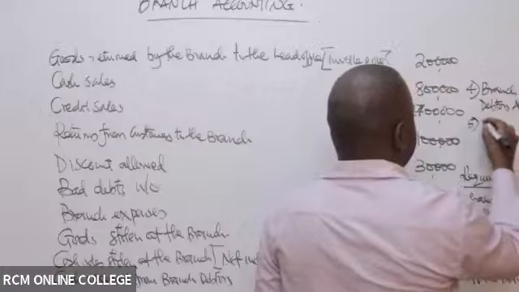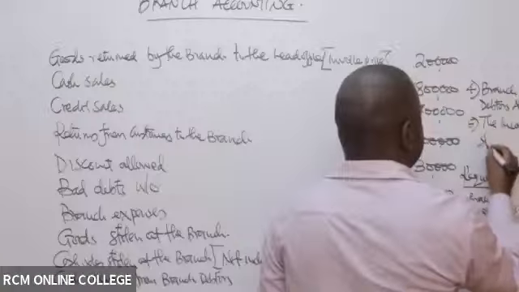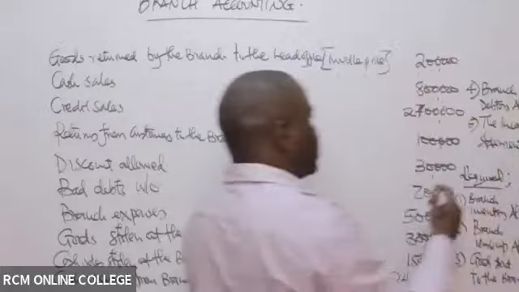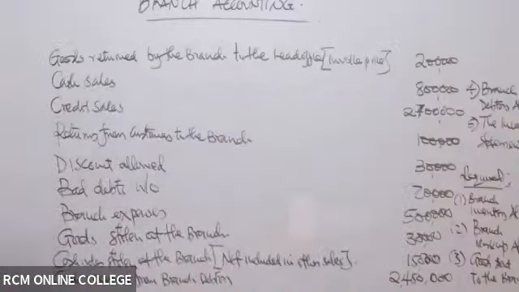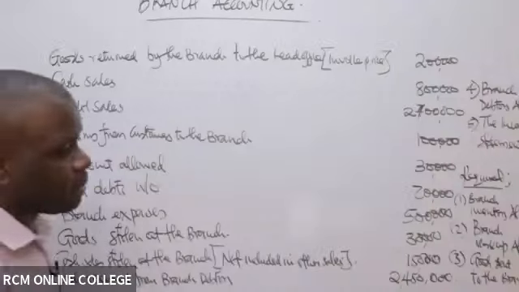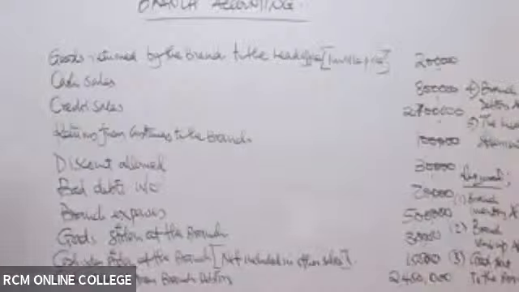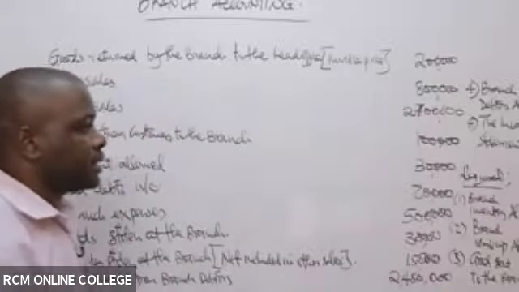Then number five, the income statement, or the statement of P&L. So these are the ledger accounts they want you to end up preparing. That is what they required from that question we have. So you prepare the branch inventory account, the branch markup account, the goods sent to the branch account, the branch debtors account, and the income statement account.